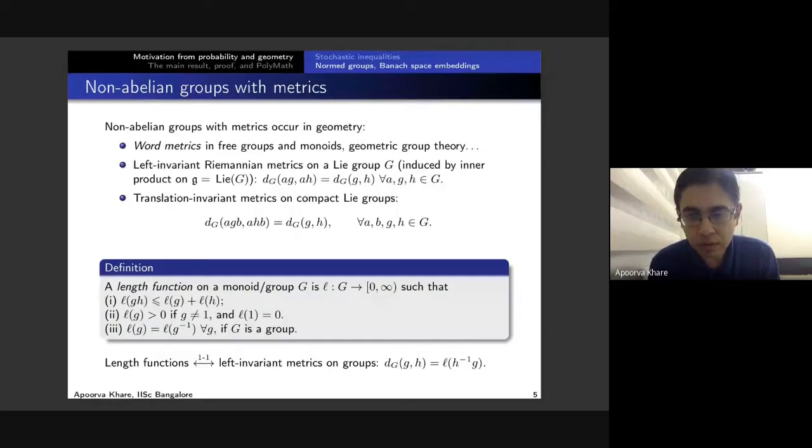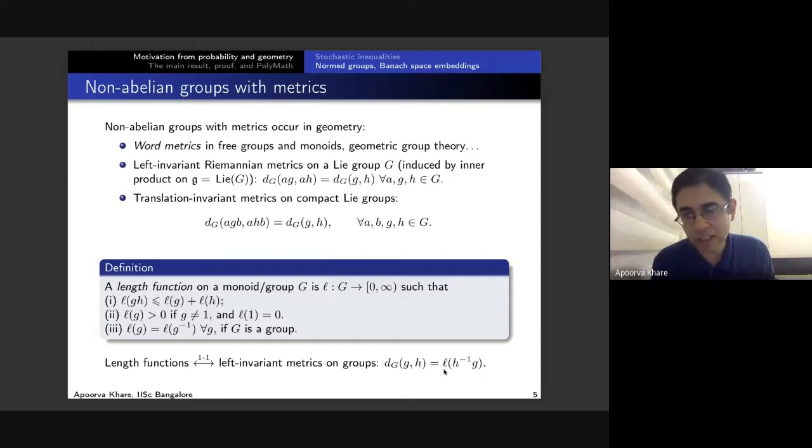So length functions are really exactly the same as left invariant metrics on groups. The way you do it is, if you take a left invariant metric and you take the length of g to be the distance from 1 to g, then the length of g times h is the distance from 1 to gh, and that is less than the distance from 1 to g plus the distance from g to gh. The distance from g to gh, being left invariant, is the distance from 1 to h, and that is simply the length of h. So that's why a left invariant metric gives rise to a length function like this.